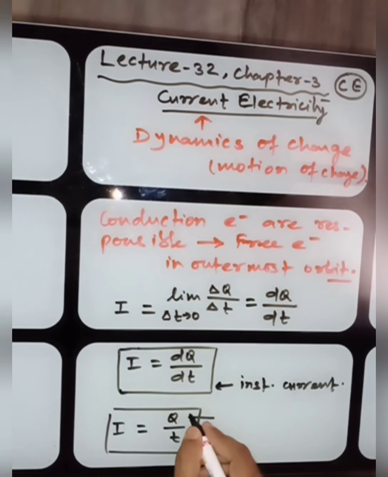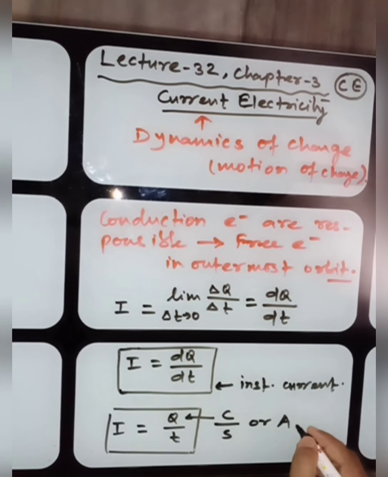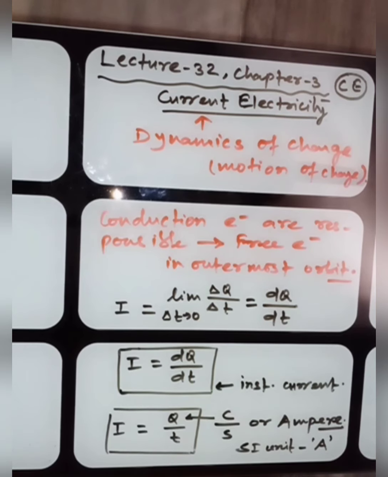Of course, students, if you write the SI unit here, the SI unit of charge is coulomb, and coulomb per second is equivalent to the ampere. So we'll use the SI unit of electric current as capital A. This will be the SI unit of electric current, which is considered the ampere.